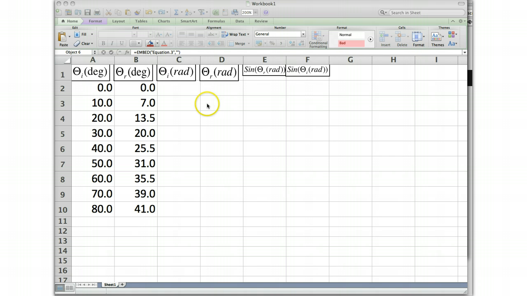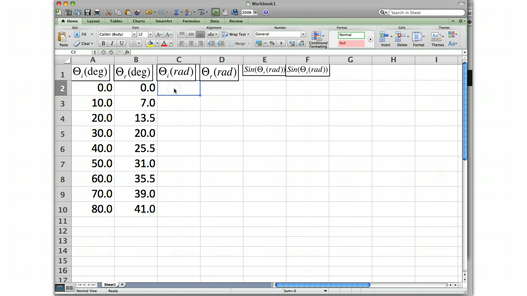Welcome back. Now what we need to do is use Excel's calculation abilities to convert from degrees to radians. What you need to know is the conversion factor, and you know that there are 2 pi radians in 360 degrees, or pi radians in 180 degrees, or pi over 2 radians in 90 degrees, etc. The easiest way is probably to just remember that there are pi radians in 180 degrees. And so we're going to go ahead and do an equation here.